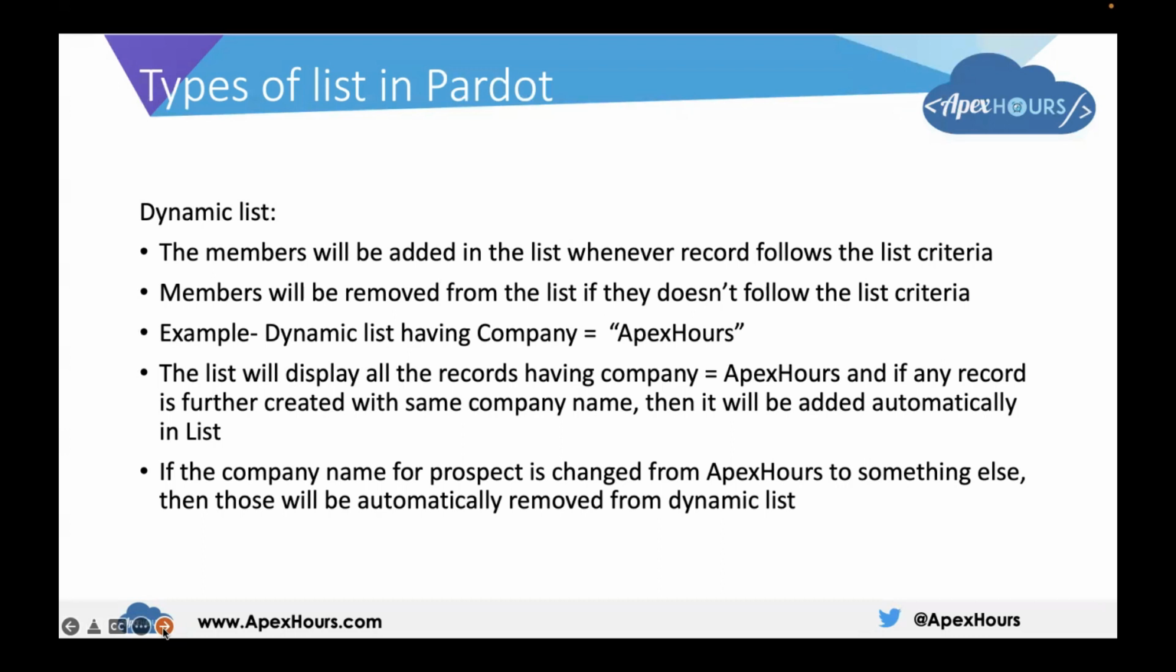Now let's assume in future you made some data changes in your database and you have changed the company name of one of the records from Apex Hours to another company. So that record is no more following the criteria of the dynamic list and it will be automatically removed from the list if the company name is changed. So this is how dynamic lists work. It majorly involves the addition and removal of records from the list based on whether they follow the criteria or not. So let's jump onto the org and have a look at the demo.